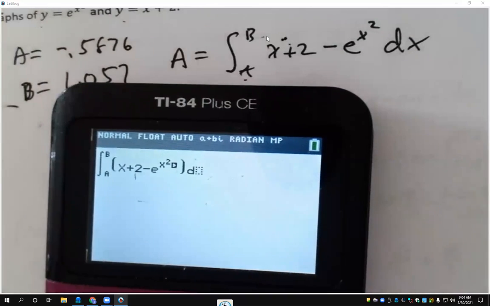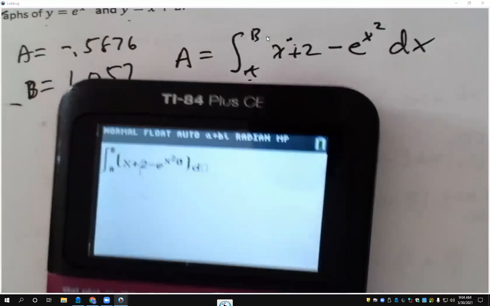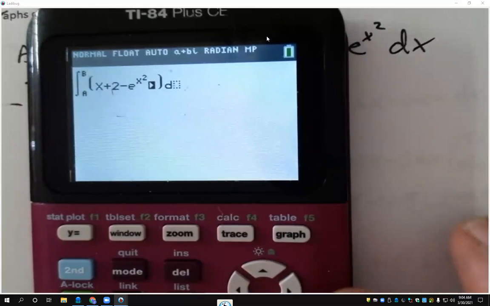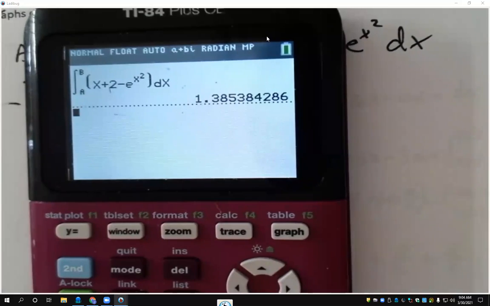It actually doesn't take as much time, or maybe just about the same time, to type this particular function in as opposed to typing y2 minus y1 in. Okay. It's your call on what is faster or what you prefer. You could pick the slower one if you want. I'm just trying to save you time. And then put our x in our dx, and then we get our answer of 1.385.